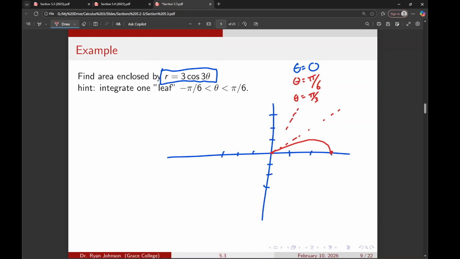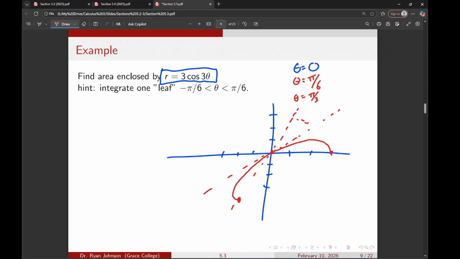Then, when theta is pi over 3, I'm going to draw the pi over 3 line. At pi over 3, cosine of 3 times pi over 3, so 3 times pi over 3 is just pi. Cosine of pi is negative 1. So by the time it gets to pi over 3, it's 3 times negative 1, which is negative 3. So it's out here. Okay? So when it would be in here, it's negative, which means I'm actually going to graph it here, like that.